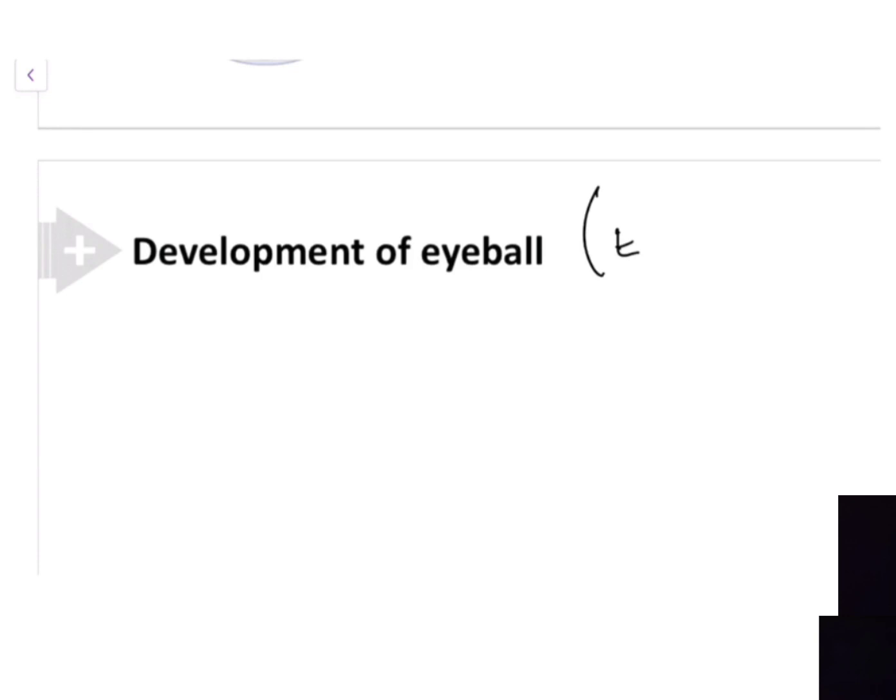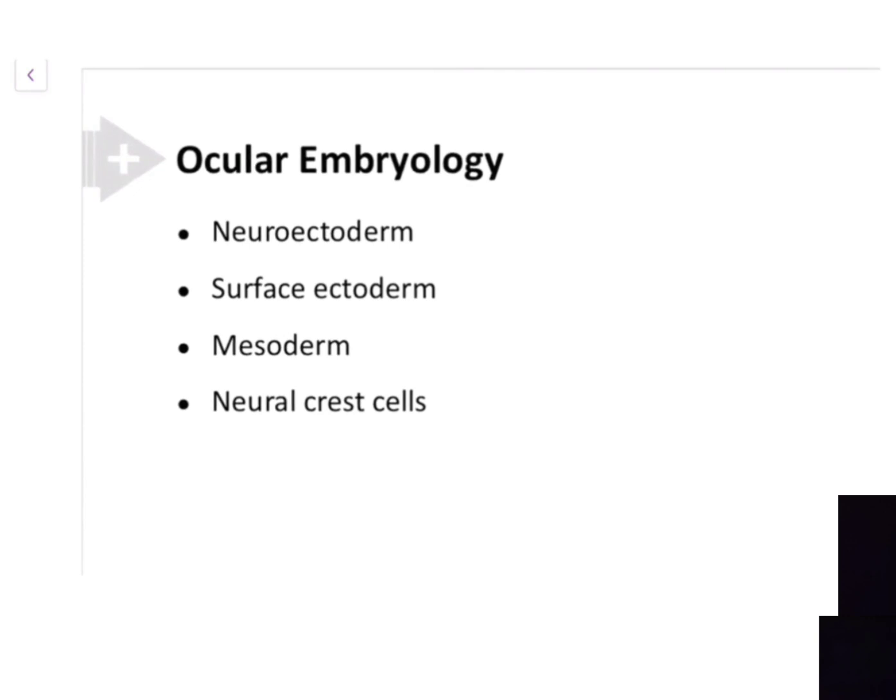So first of all, the first thing we need to know about the ocular embryology, or the development of the eyeball, is that the eyeball is developed from 4 germ layers. So what are the 4 germ layers? The 4 germ layers are neuroectoderm, surface ectoderm, mesoderm, and the neural crest cells. So these are the 4 germ layers from which the structures of the eye are formed.